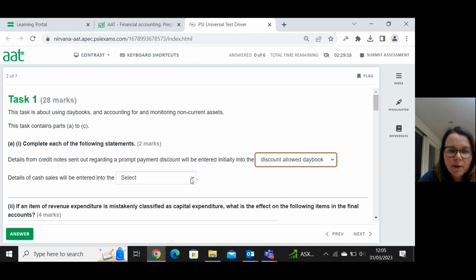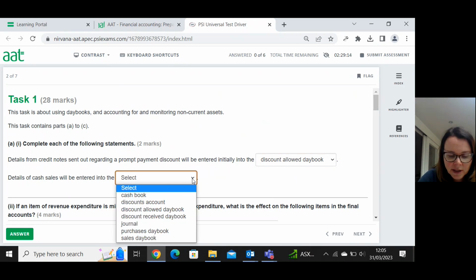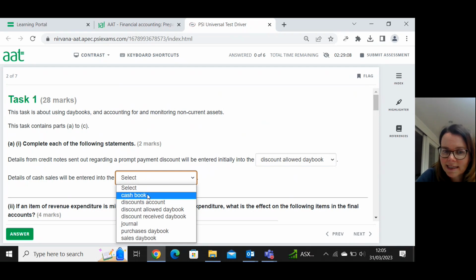Details of cash sales. So cash sales, the cash book, remember the sales day book is only for sales on credit.